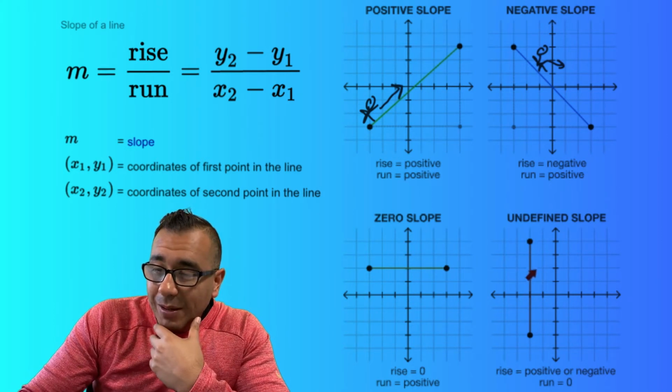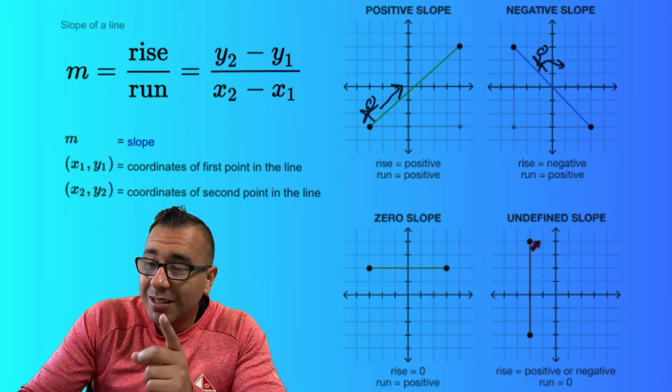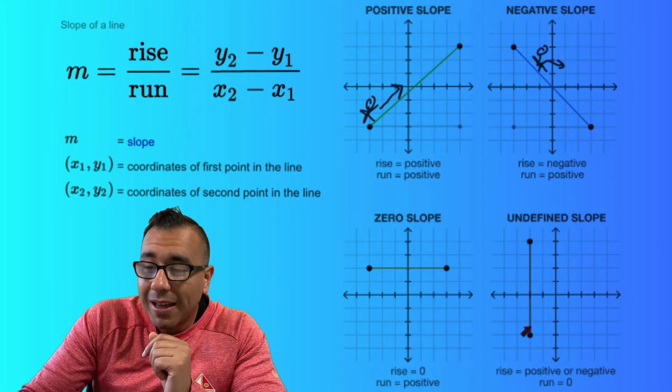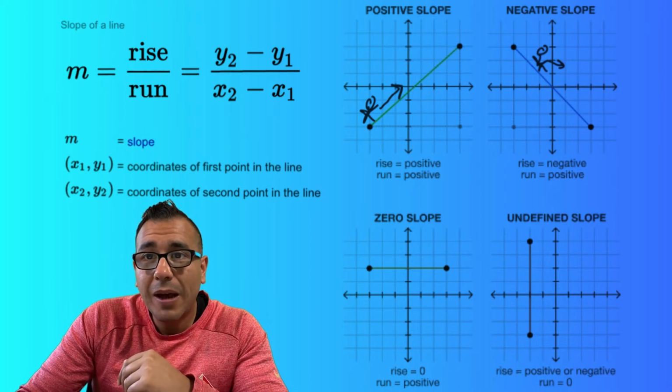And an undefined slope is a vertical line, just like this. What you're going to see is that the points have the same x values. Because if you try to climb this, you're not doing that unless you're Spider-Man.